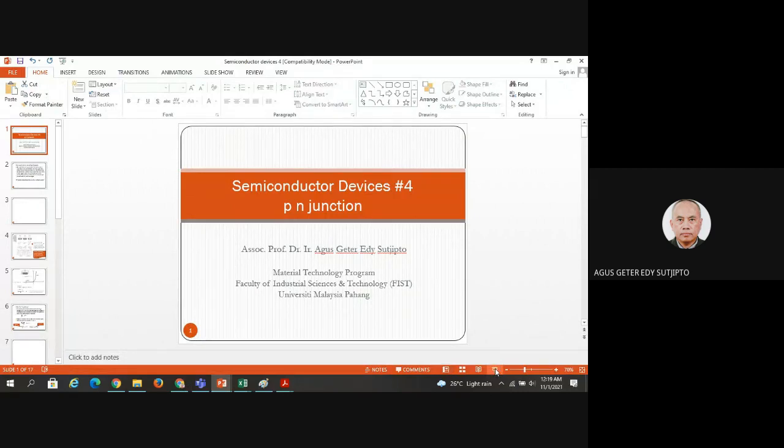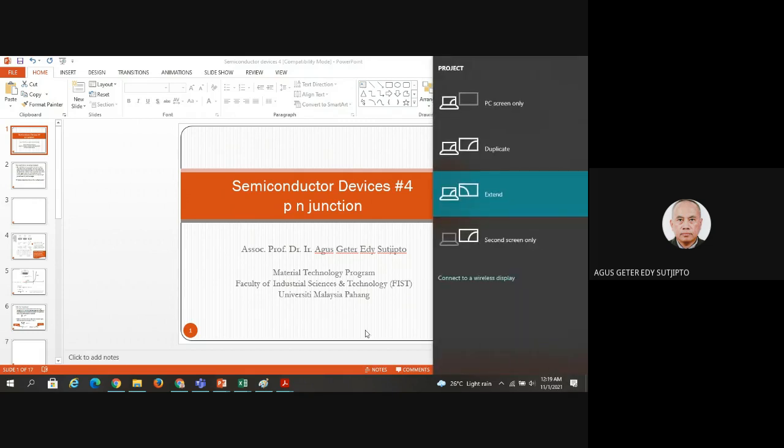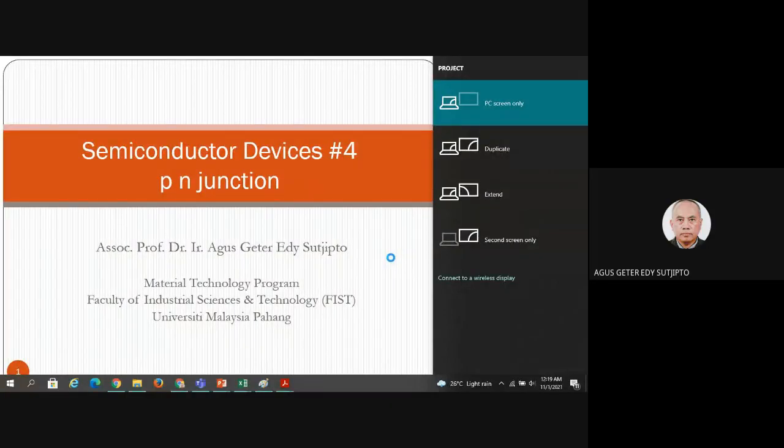Good day, everyone. So I would like to present regarding the PN junction. We have discussed the PN junction at the equilibrium state. Now, what happens when we apply the bias voltage to the PN junction?